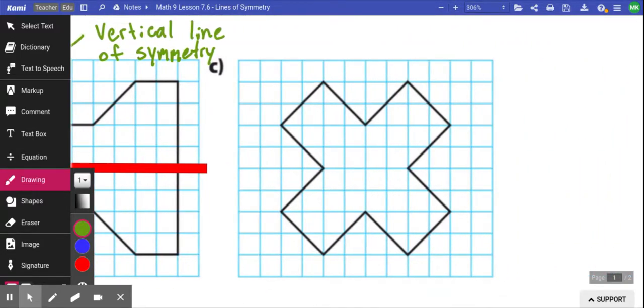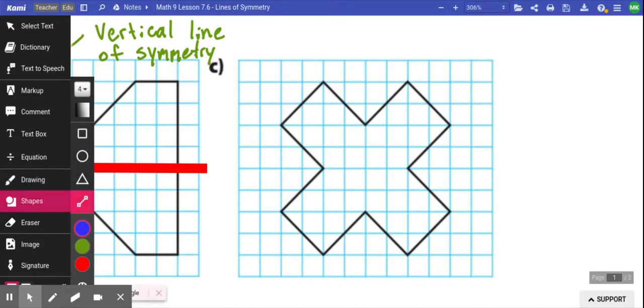If I look over here and I try to do lines of symmetry, I'm going to have a few on this one. So I want you to pause the video, see how many lines of symmetry you can find for this shape. Hopefully you paused and unpaused.